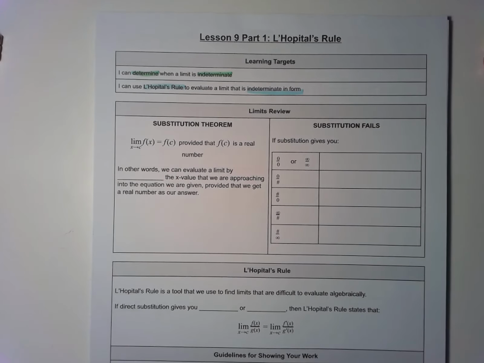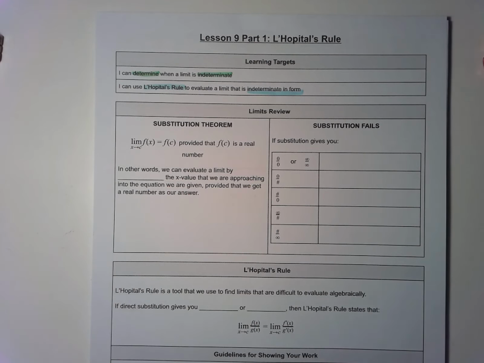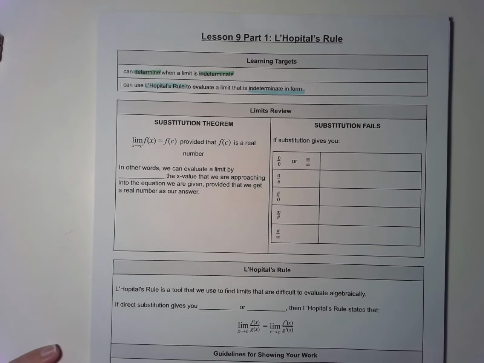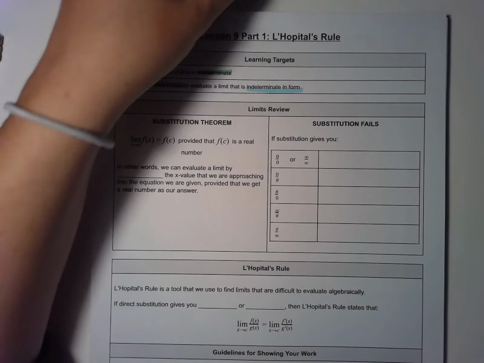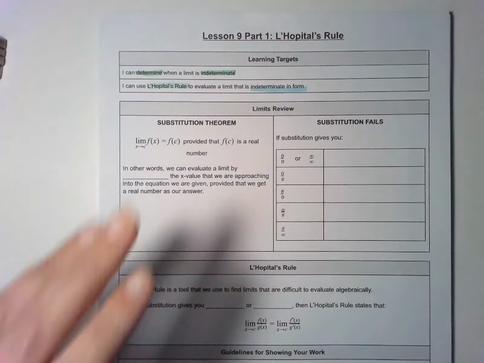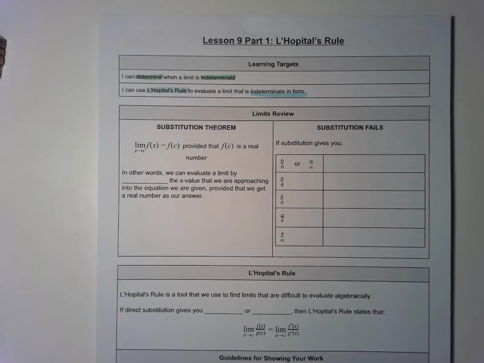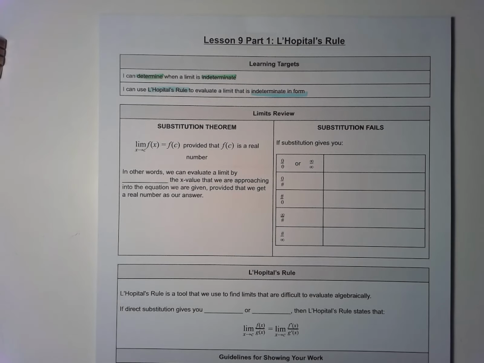So once we know that a limit is indeterminate, in our previous unit, we were kind of forced to stop. We couldn't really solve that problem. In this unit, we're going to be learning that there is a rule that we can use to find the value of an indeterminate limit, and that's what we're going to be doing today. So let's start with a limits review, just a little bit of review of what we learned in Unit 1.